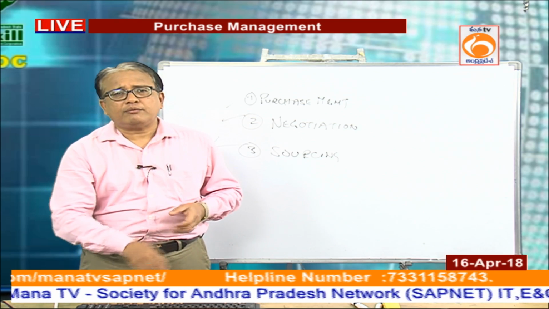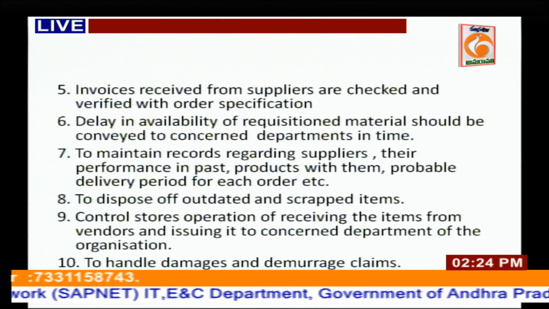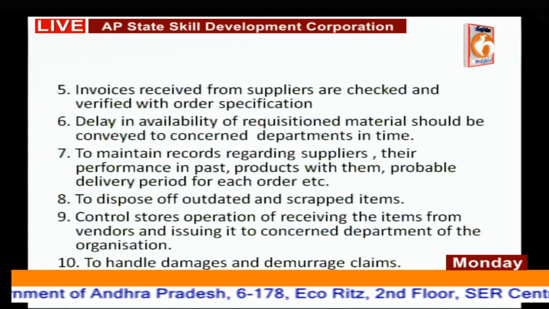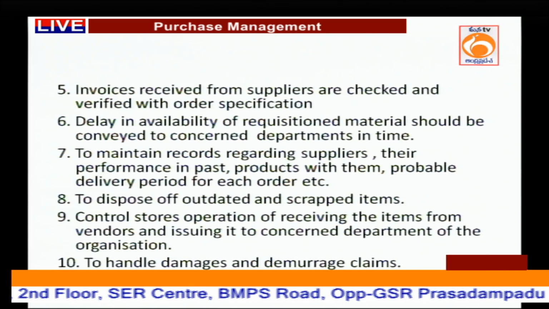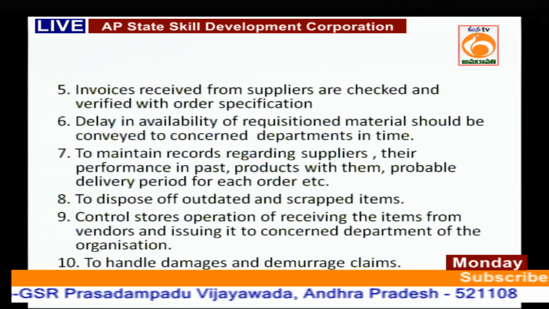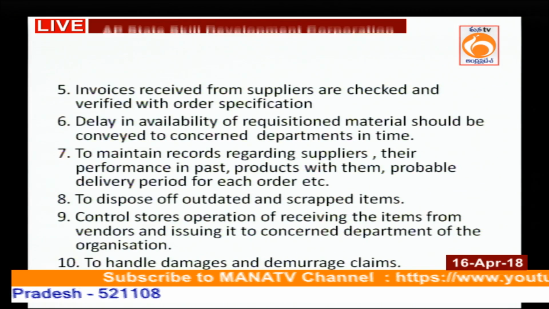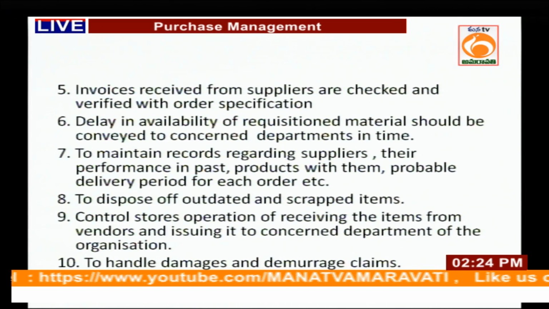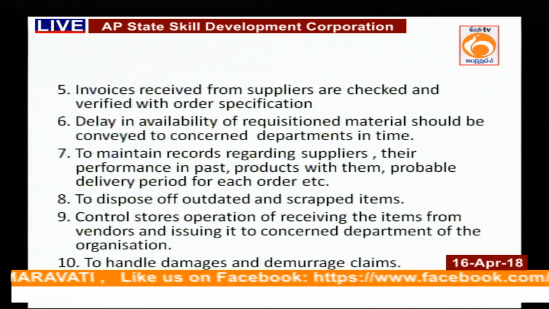Number 5, invoices have to be received from the supplier, maintain records, dispose of outdated and scrapped items, control your own store, warehouse and inventory, and handle damages and demurrage claims. Very important, because sometimes procurement happens in large volumes. The money involved, or the revenue involved, is in millions and billions of dollars.